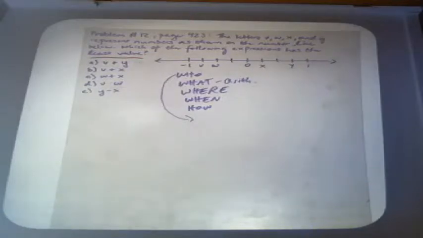Alright, so we're going to do number 12 on page 423, and it reads, the letters V, W, X, and Y represent numbers as shown on the number line below. Which of the following expressions has the least value?